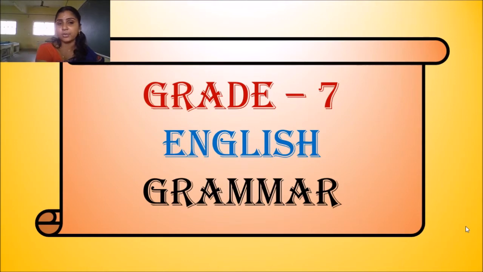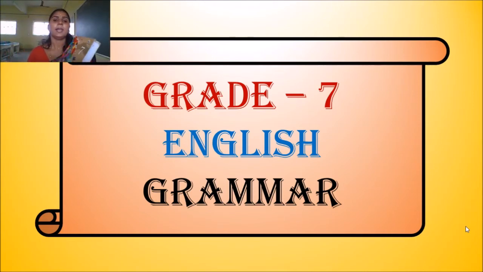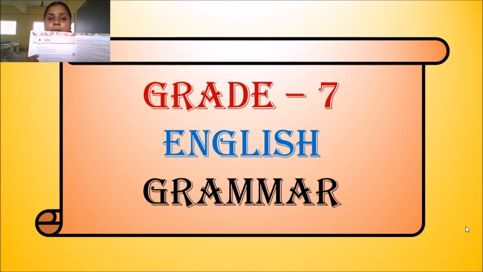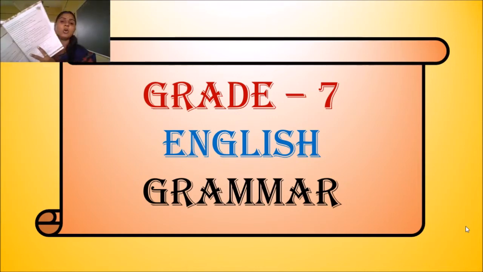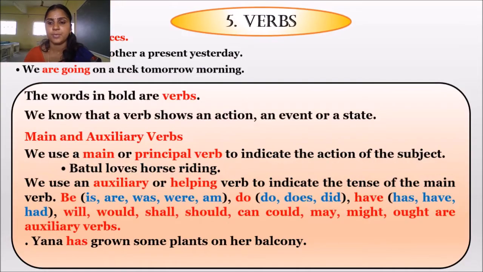And today we are going to discuss ACE grammar. As you all know, this book. So we are going to discuss ACE grammar, and in that, if you open page number 26 and 27, you can see chapter 5, verbs. So open page number 26 in the ACE grammar book, children. If you open that, you can see chapter 5, verbs. So let us talk about verbs today. Okay.